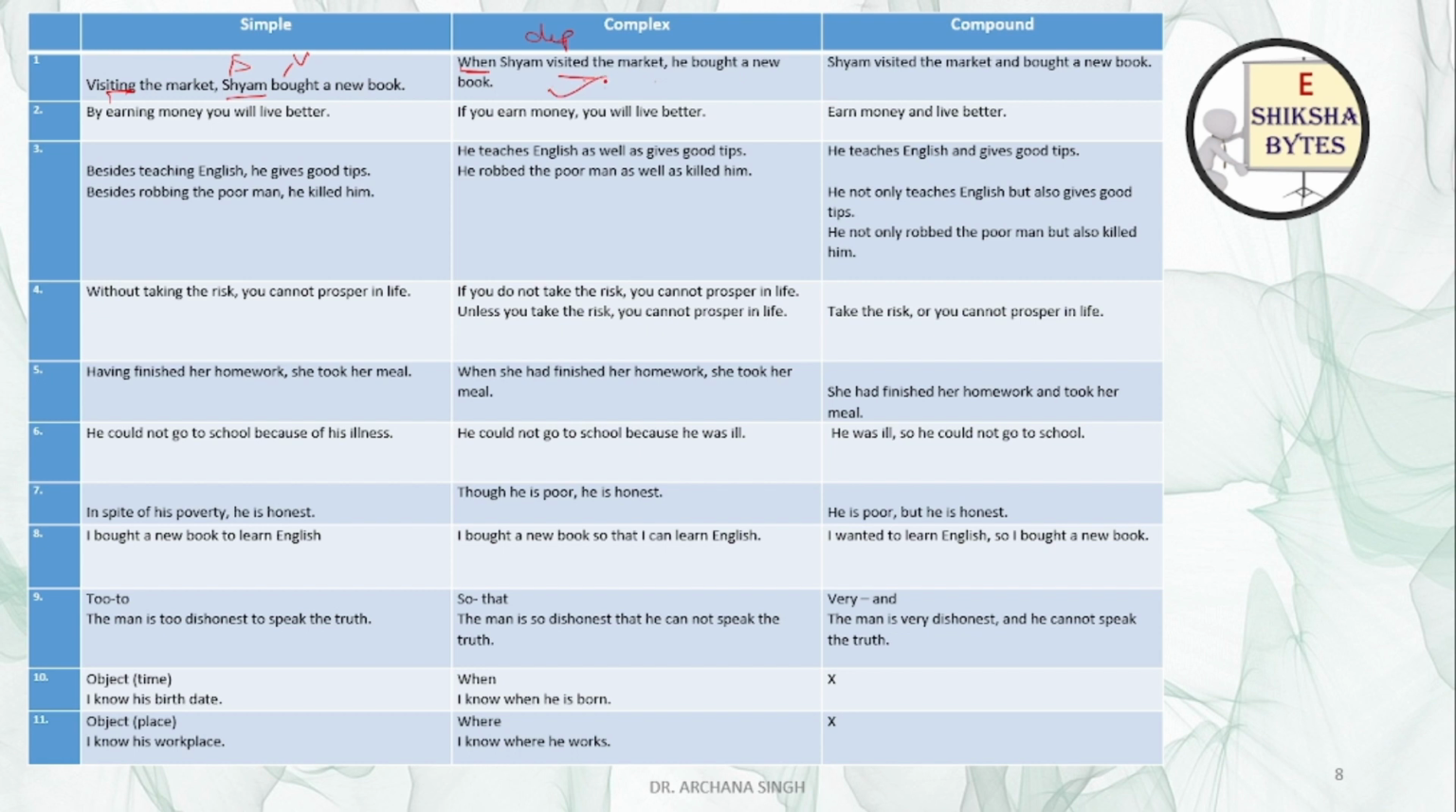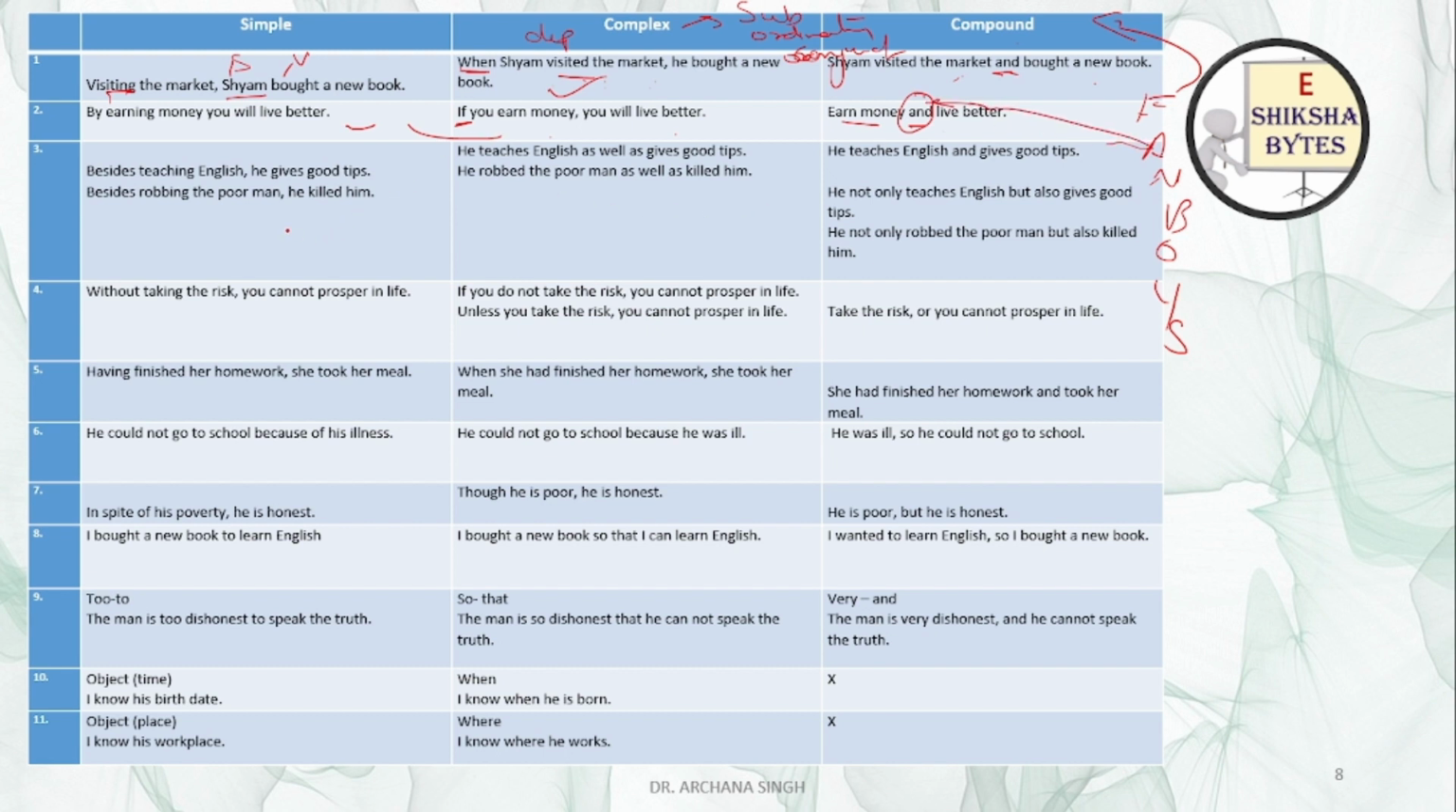The same sentence you can convert into a compound by saying Sham visited the market and bought a book. So this is from the FANBOYS. You have to add coordinating conjunctions to make a compound sentence, and in complex sentences you have to add subordinating conjunctions. Another sentence is, by earning money you will live better. To make it complex: if you earn money you will live better. And to make a compound: earn money and live better.